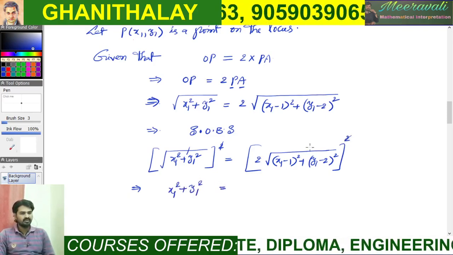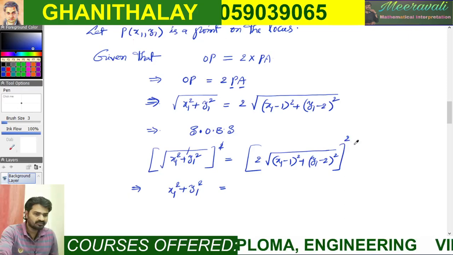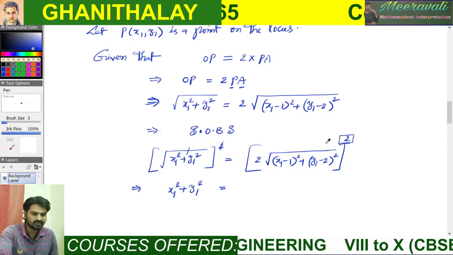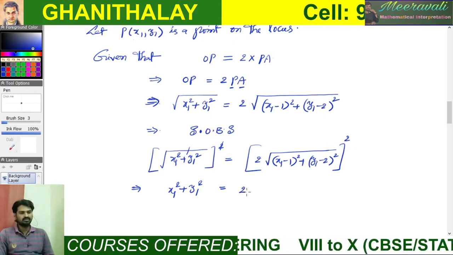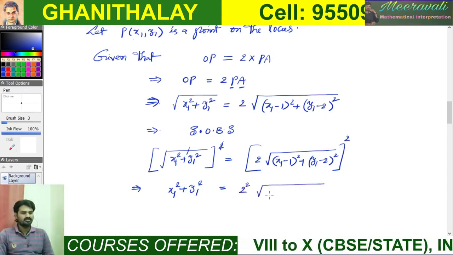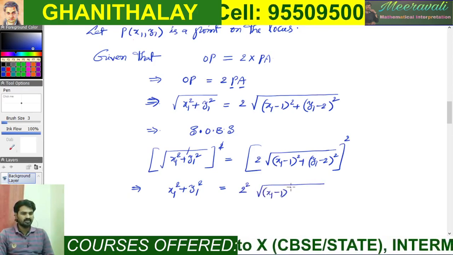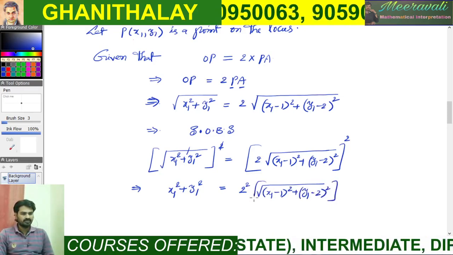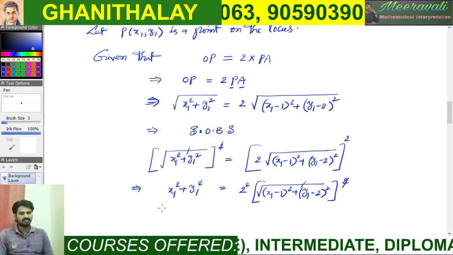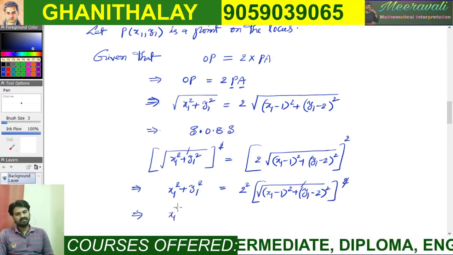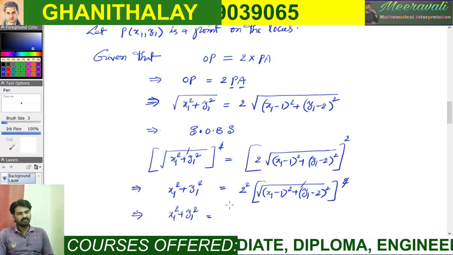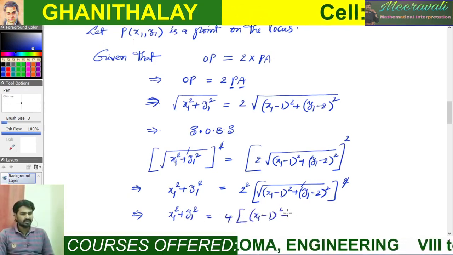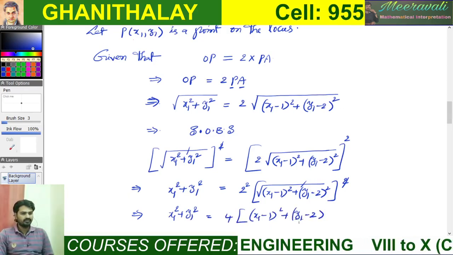So see here, don't take it like that, because this square belongs to 2 and to the square root as well. So first you can split here 2 square, after that square root of x1 minus 1 whole square plus y1 minus 2 whole square, whole square. Now cancelling, okay, now you can write x1 square plus y1 square is equal to 4 into x1 minus 1 whole square plus y1 minus 2 whole square.